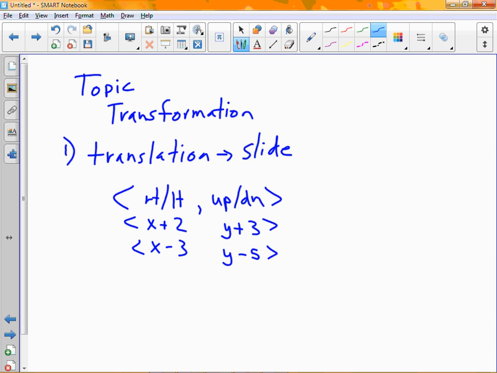And I think if you remember on the EOCT, they use the word vector. And that seemed to throw a couple of you off. That's all that means, is they use those instead of the parentheses that you guys were used to seeing. But guys, it's the same thing. Whether that's a parenthesis or a greater than or less than bracket, that's what they meant right there. So anyway, translation is a slide.